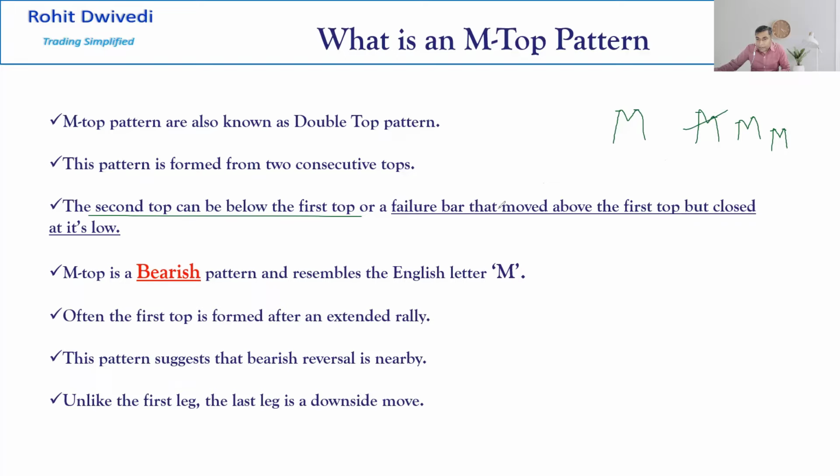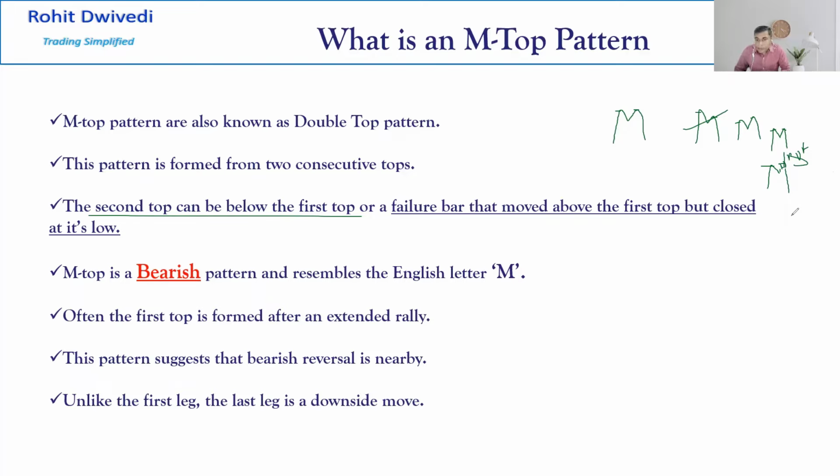The failure bar simply means that, let's say you have this first top, and you have the second top forming, in which the bar has taken out the high of the first top. However, it moved above, but then the selling pressure increased, and this bar closed at its low, making it a breakout failure bar. I'm sorry for my writing. And then we had the next leg, which is to the downside. So this is also an M-top pattern, a flavor of it.